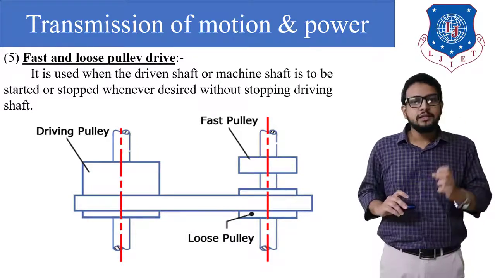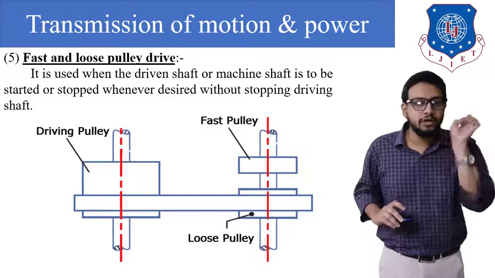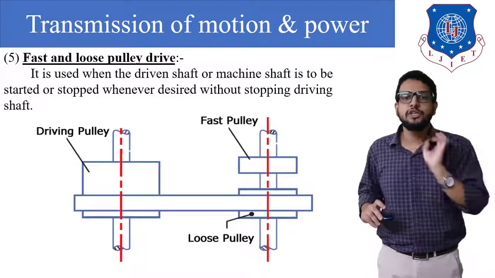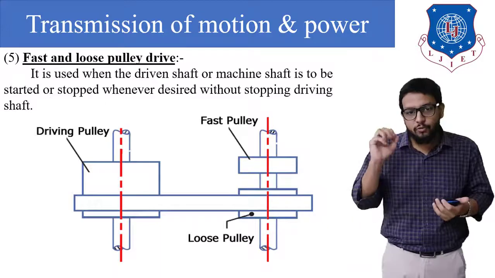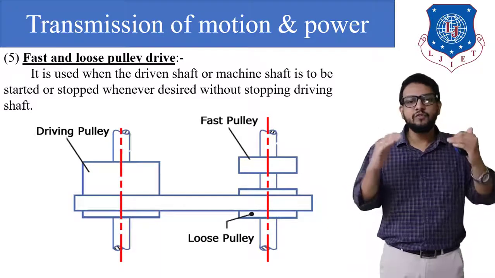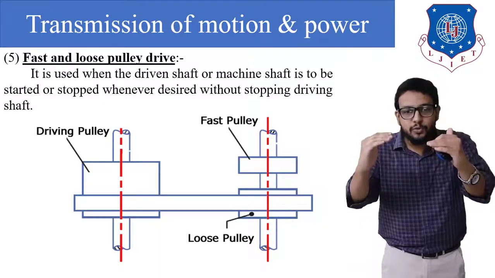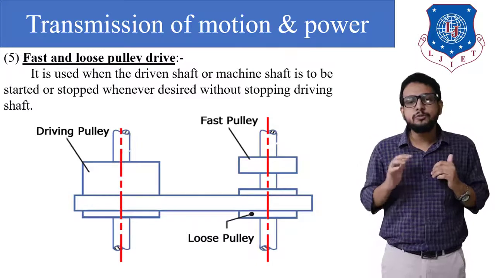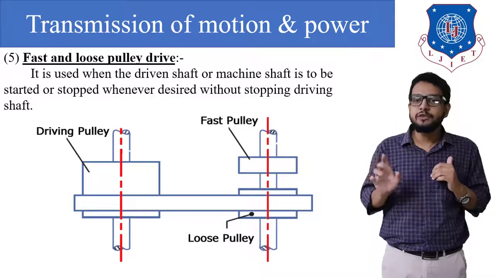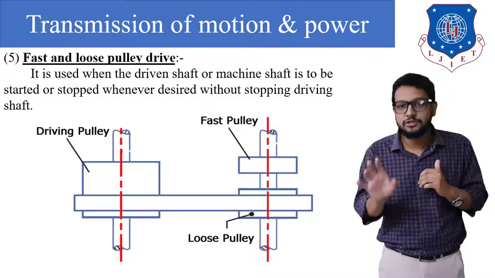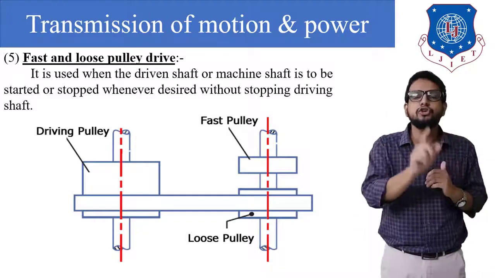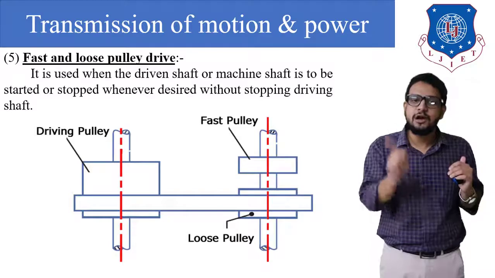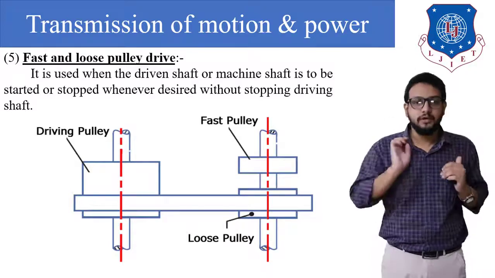So we can say that if a driving pulley is a motor and a driven pulley is a machine, now when I require to stop my machine, what I am going to do? I am going to shift the belt from a fast pulley to a loose pulley. The loose pulley is going to rotate at a free speed, which means the shaft is not going to rotate. So we have stopped the machine, right? At the same time, we don't require to stop the electric motor, so the driving shaft will continue to rotate.